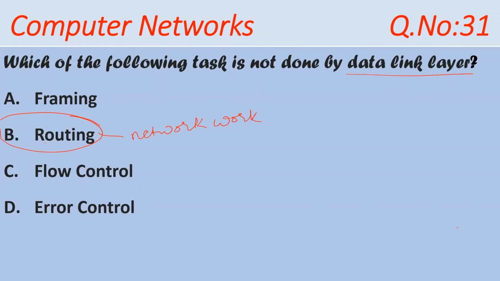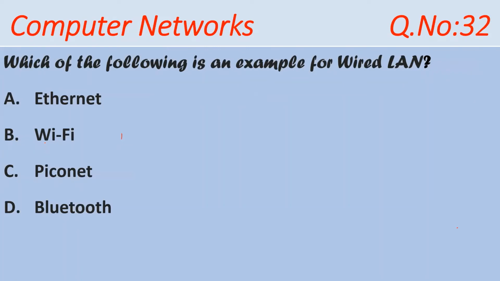So the next question is, which of the following is an example of wired LAN? Ethernet is an example of wired LAN, so this is the answer. Wi-Fi, Piconet, and Bluetooth are all examples of wireless LAN. Ethernet is an example of a wired LAN.